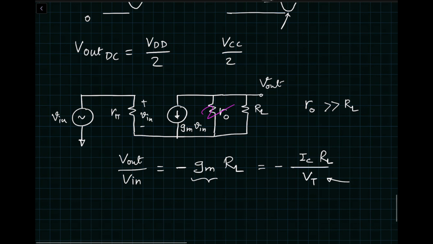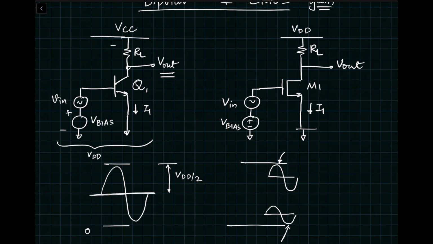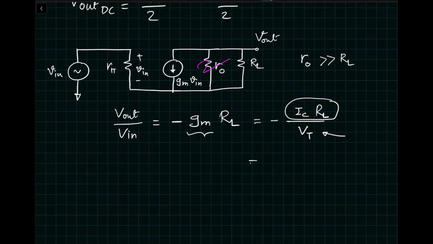Now comes the interesting observation. If you look at the numerator, we see IC times RL. What does that indicate? IC times RL. And if we go back to our circuit, IC times RL represents the voltage drop at the output here, IC times RL. And we have already said that the output DC voltage is equal to VCC divided by 2. So we know that IC times RL is VCC divided by 2. So this would be equal to minus VCC divided by 2 divided by Vt.